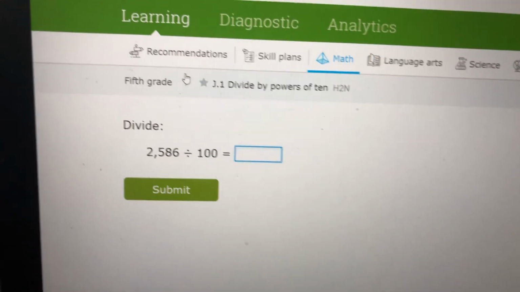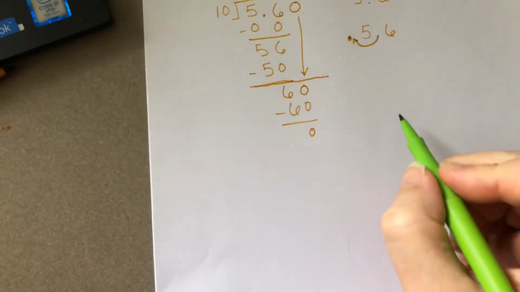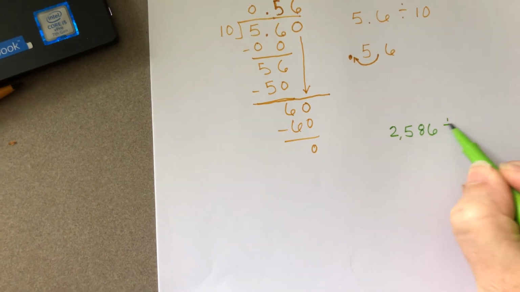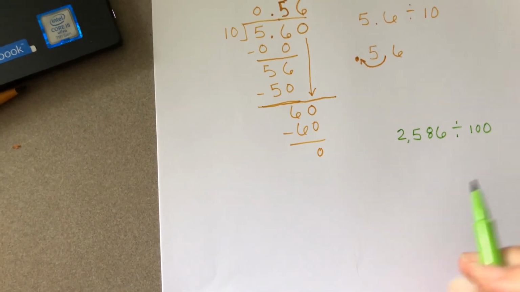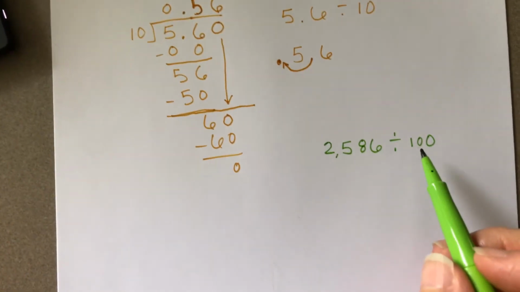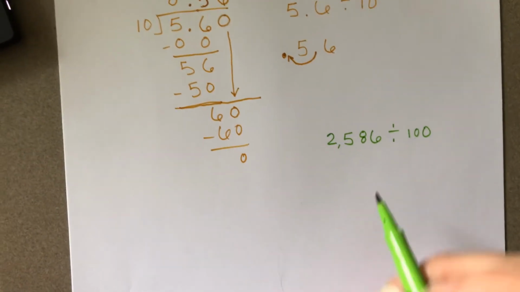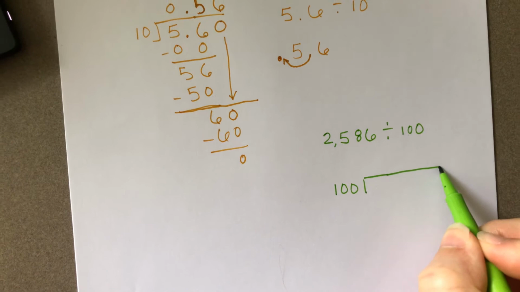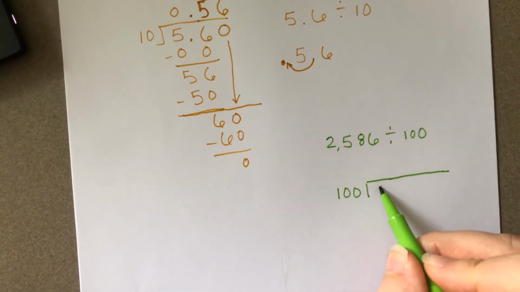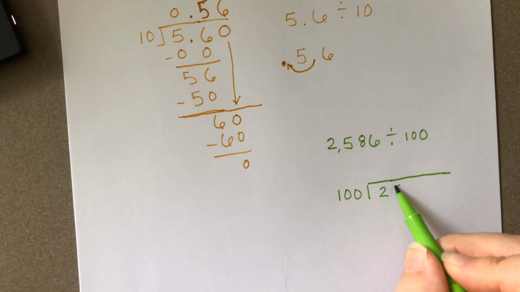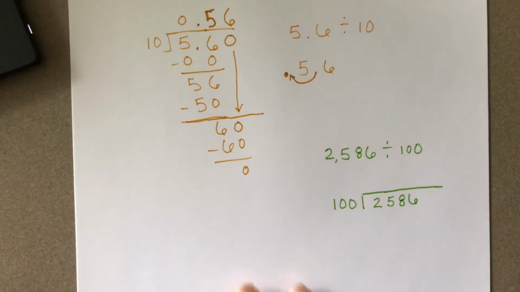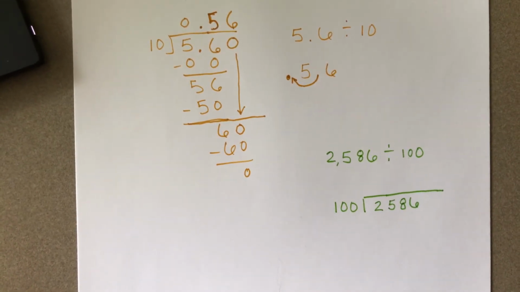Woo! Getting big. So we've got 2,586 divided by 100. Okay, so this is asking, how many groups of 100 go into 2,586? Well, if we use the standard algorithm, it'll look like this. How many groups of 100 go into 2,586?